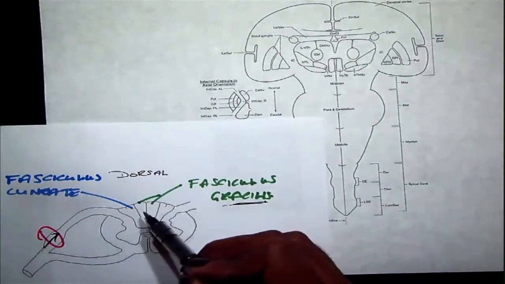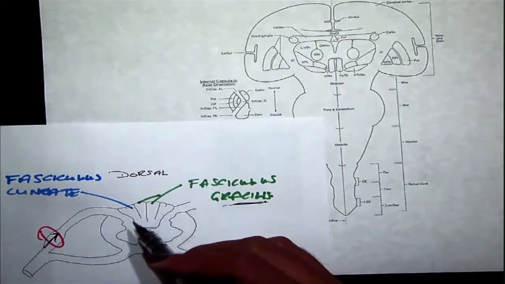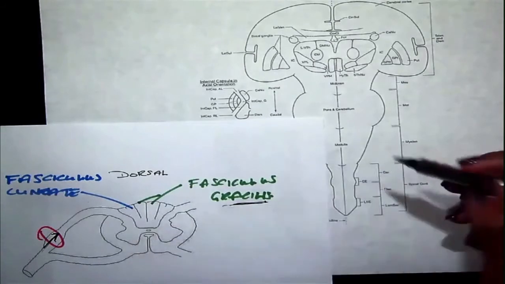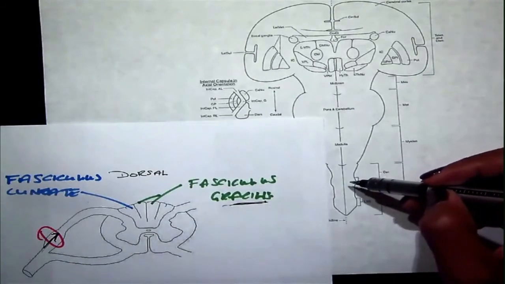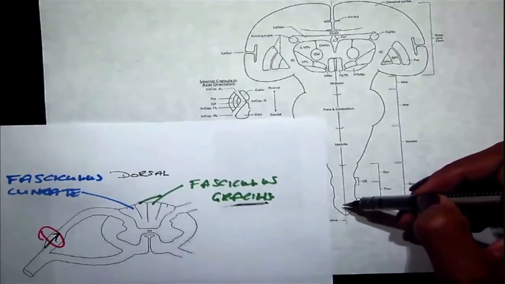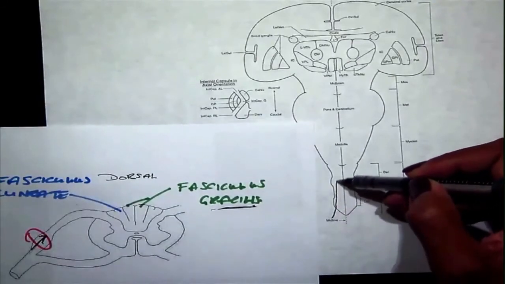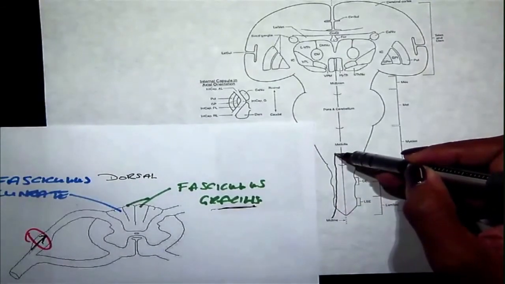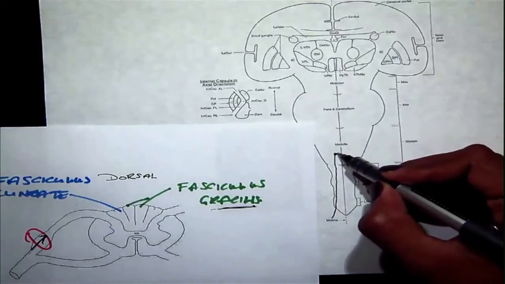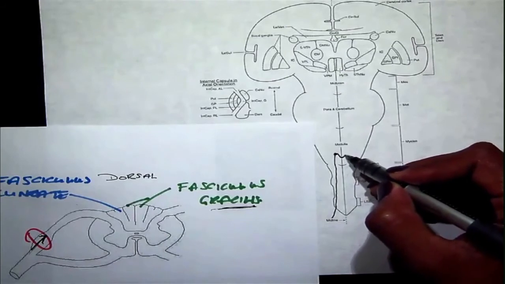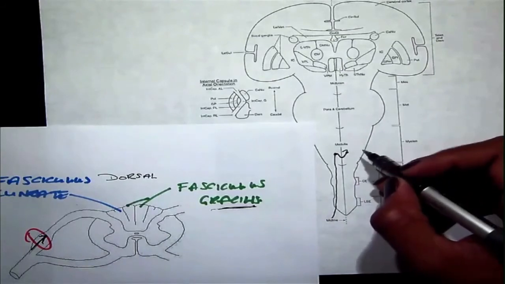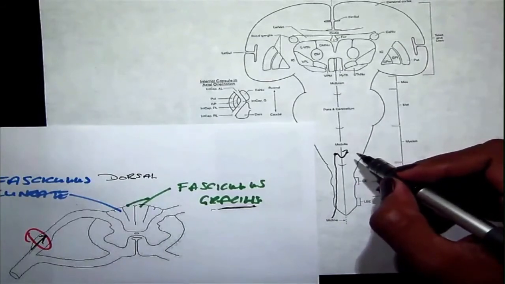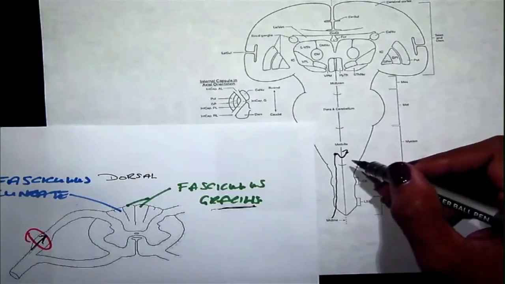These tracts ascend the spinal cord and up to the medulla, where they meet their respective nuclei, the nucleus gracilis and the nucleus cuneatus, and then end by synapsing on the cell bodies in the medulla, where they decussate, meaning the nerve fibers cross over to the opposite side of the body at this point.